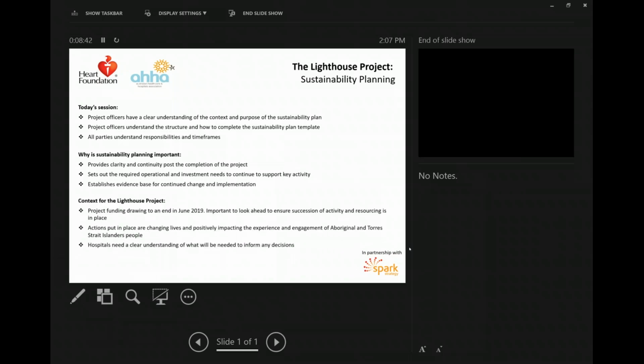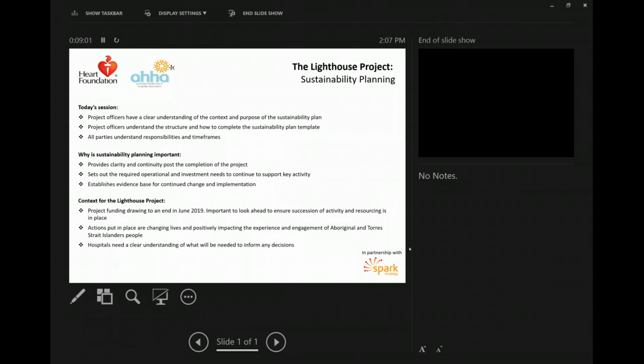Last bit is about context for the Lighthouse project. Obviously, in coming in, I've had the chance to learn a lot about what you've been doing. You know it better than anyone through all the involvement over the last 18 months in working in your hospitals. But as you're very well aware, the project funding draws to an end in June 2019.